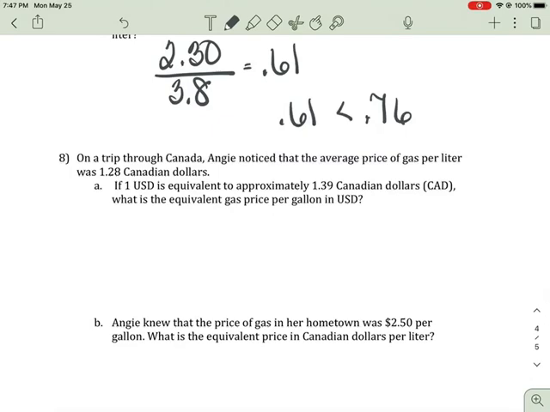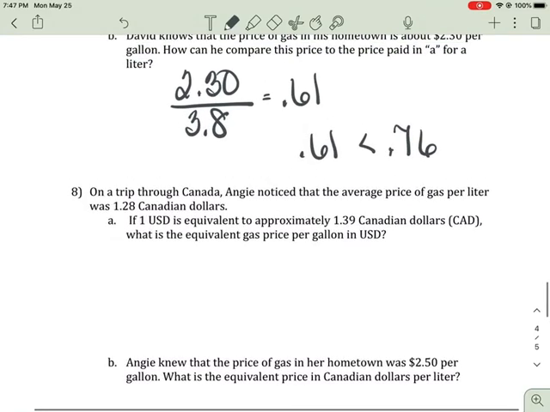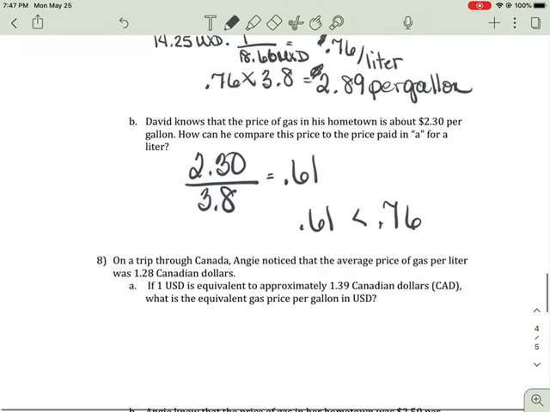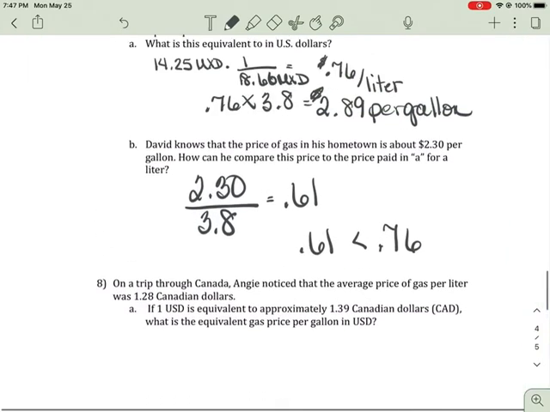Let's try this one. On a trip to Canada, Angie noticed that the average price per liter is $1.28 Canadian dollars. If $1 US is equivalent to $1.39 Canadian dollars, what is the equivalent price per gallon? We're going to do exactly what we did here. We're going to convert that.